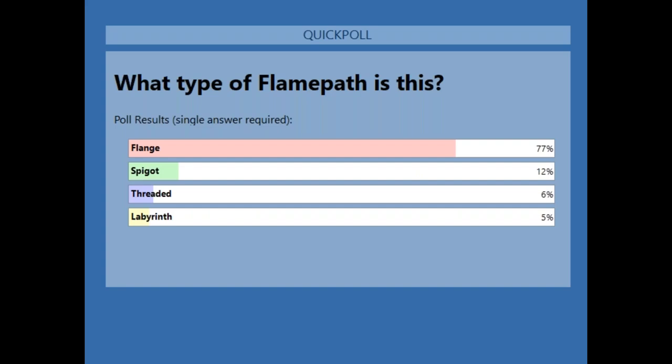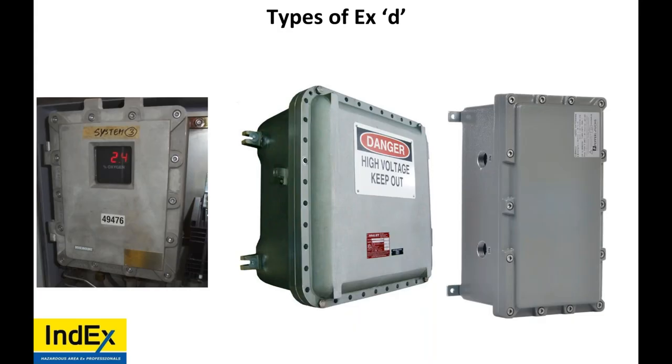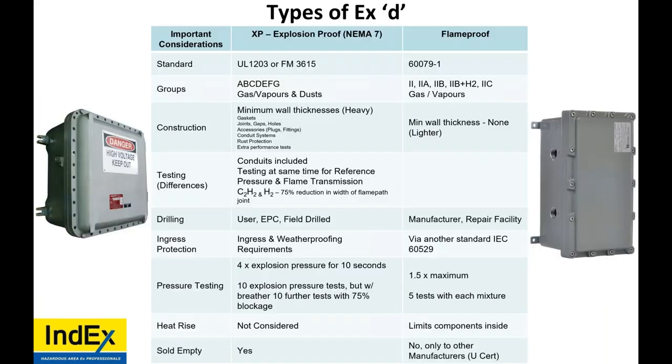If we were to ask this question of all these three, the correct answer is flange. Hinged spigot types are rare. It's definitely not threaded, and it's definitely not labyrinth type. So these are two different types of EXD, actually, which we'll come up to perhaps in an upcoming slide.